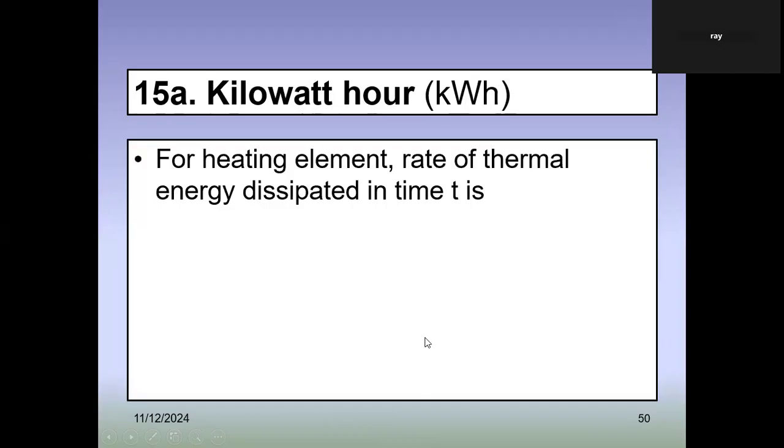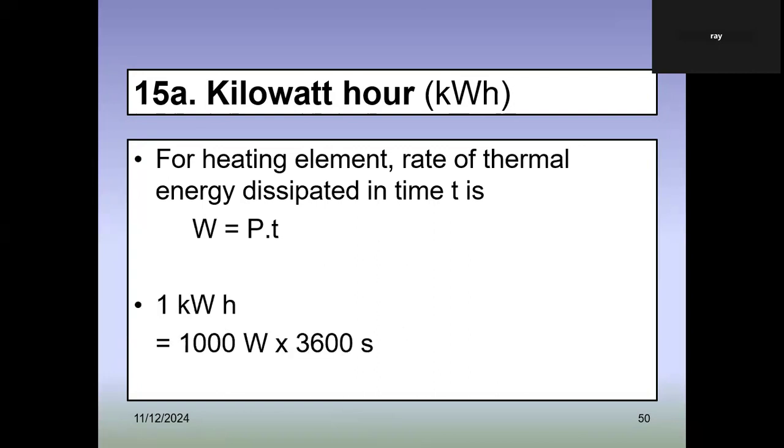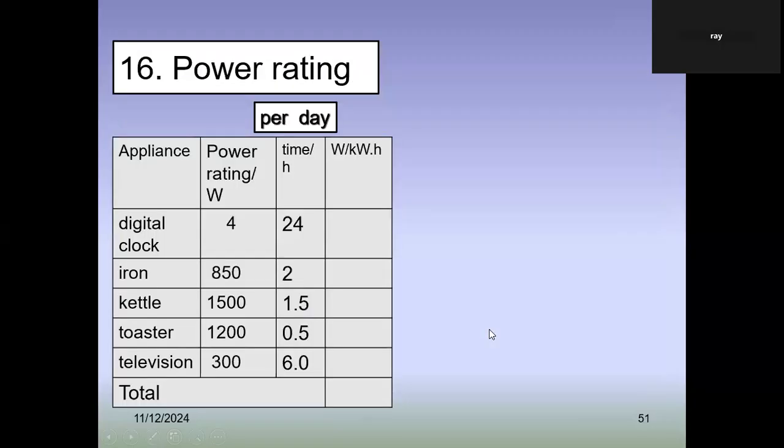For a heating element, the rate of thermal energy dissipated in time t is power. Power times time is your energy. So for 1 kilowatt hour, 1 kilowatt equals 1000 watt, and 1 hour is 3600 seconds. And that's how we get it. Okay, you can try to calculate this one.